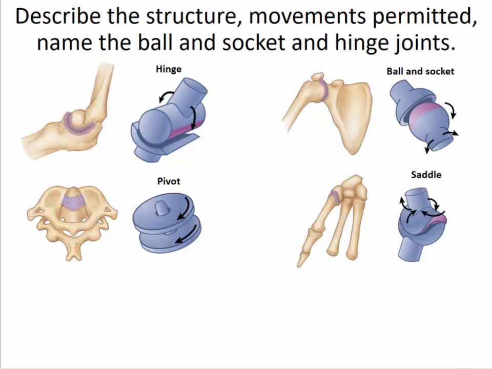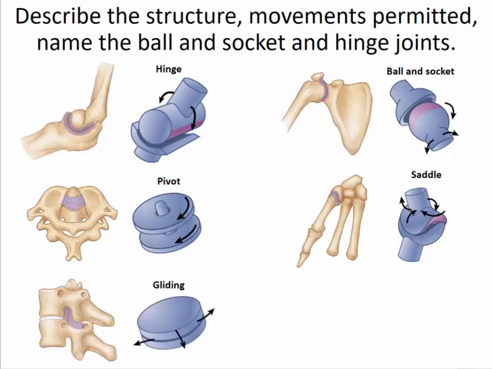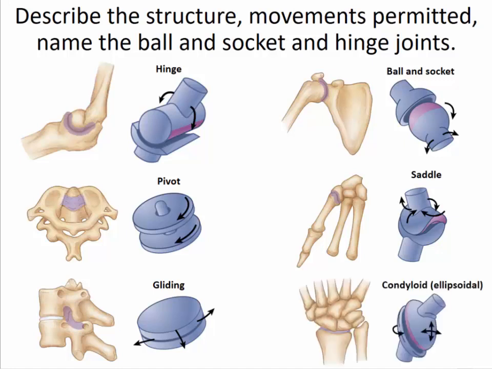There's a saddle joint. This type of joint is found between the metacarpal of our thumb and our carpals. Gliding joints. This is the type of joint that you find between the processes of two vertebrae. And then condyloid or ellipsoidal joints are similar to the ball and socket, but instead of being a round ball at the end of a bone, the joint is a little bit more elliptical, hence the name ellipsoidal that is sometimes used. You find this joint between the carpals of your wrist and your radius.